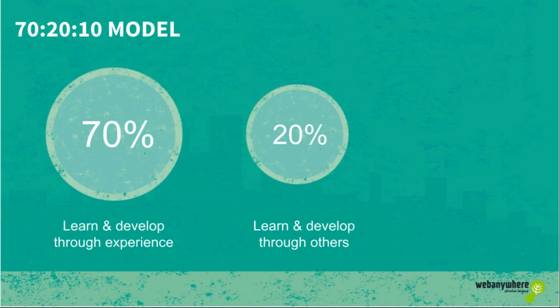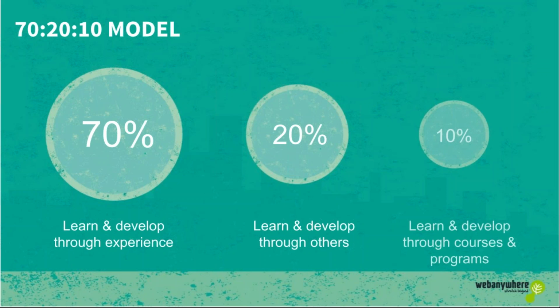The 20% chunk was learning and developing through others. So employees learn through others during a variety of activities. This is, for example, social learning, coaching and mentoring, collaborative learning, and other methods of interaction with their peers. In this instance, encouragement and feedback are prime benefits of social learning.